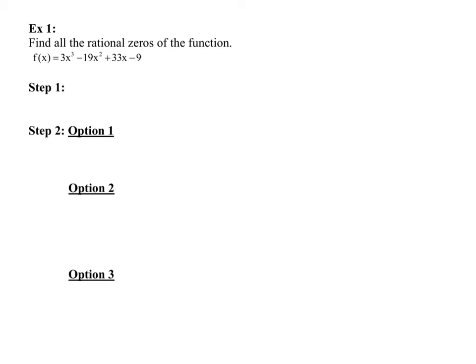So example 1, find all the rational zeros of the function. Now looking at this function, we can't factor the expression. What do you do then? Well, step 1 is to find factors of the constant. Here's the constant, -9. What are factors of it? Well, 1 goes into 9, 3 goes into 9, and 9 goes into 9. And you're not just going to look at the positive factors, you're going to look at the negative factors as well for all of them.